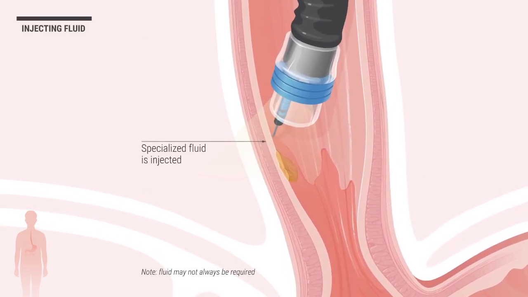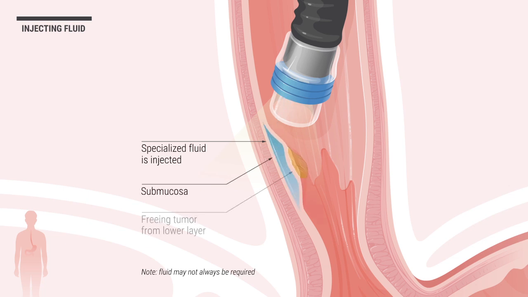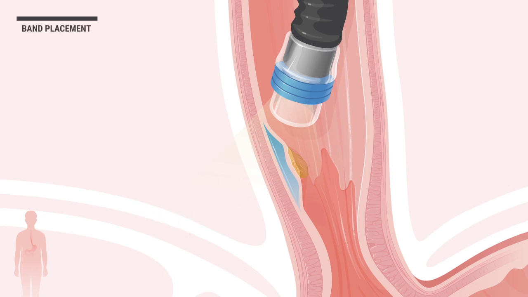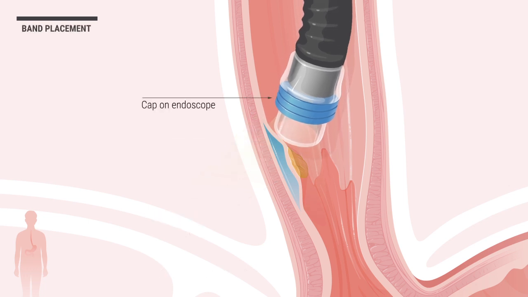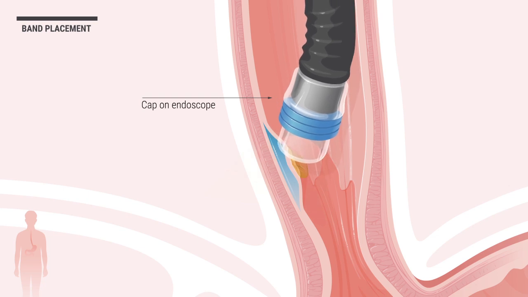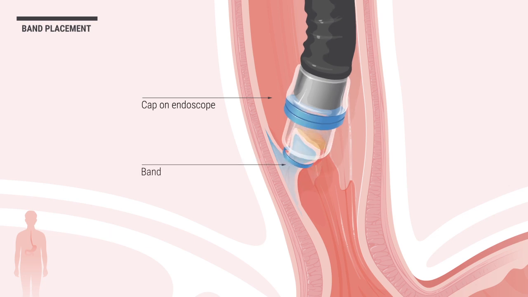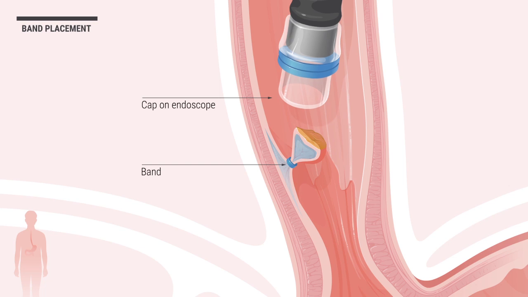First, a specialized fluid is injected into the submucosa of the esophageal wall, freeing the tumor from the lower layer of the wall. This allows the doctor to move a cap on the endoscope over the tumor where suction is applied, and the tissue is pulled into the cap, allowing a band to be placed around the tissue and under the tumor, creating an elevated area of tissue.